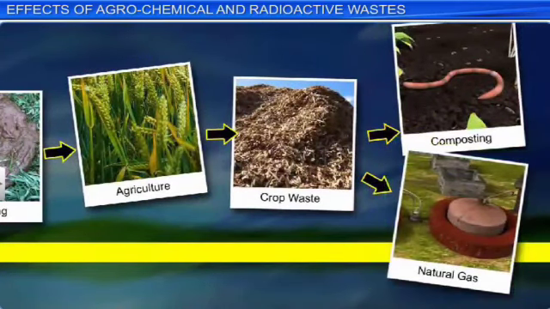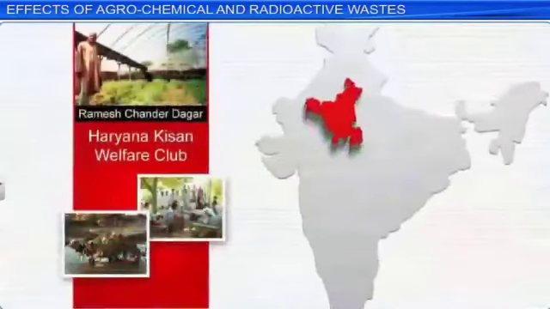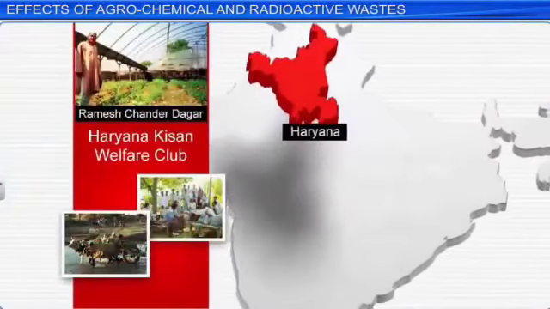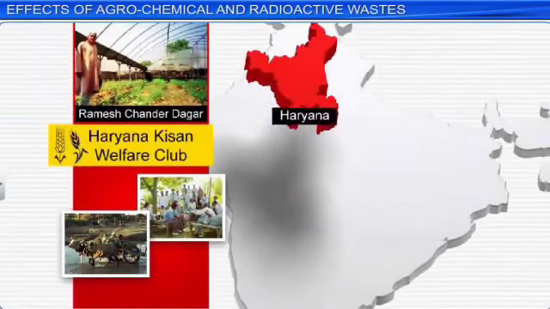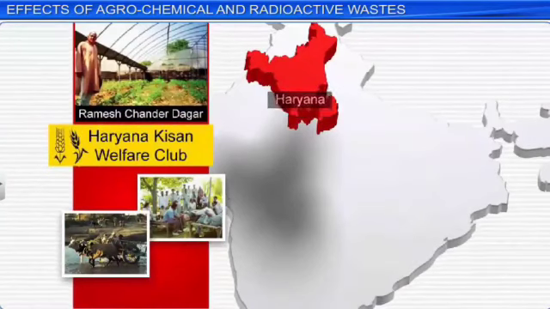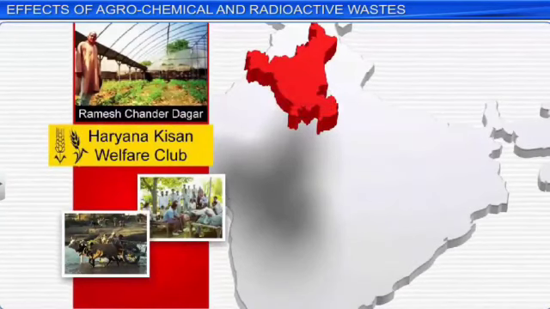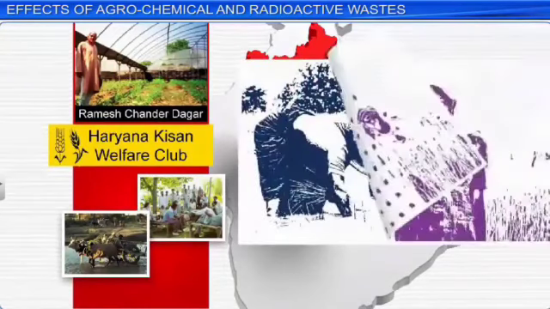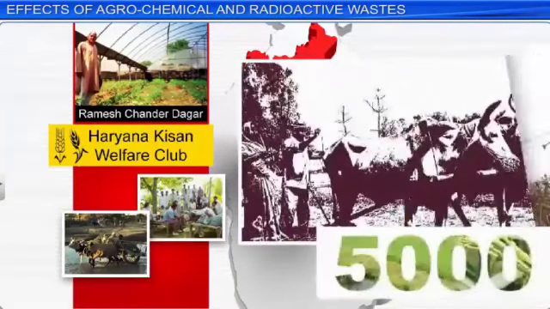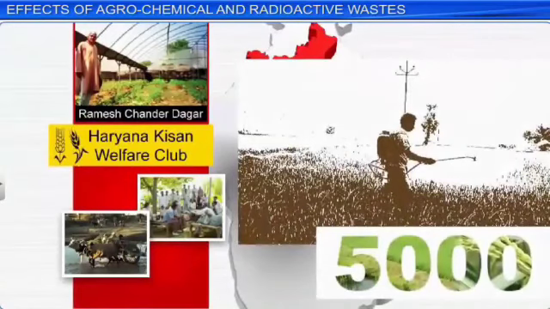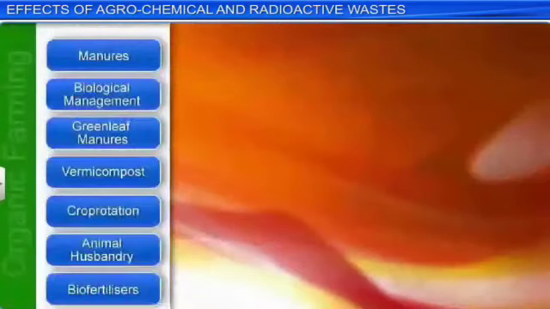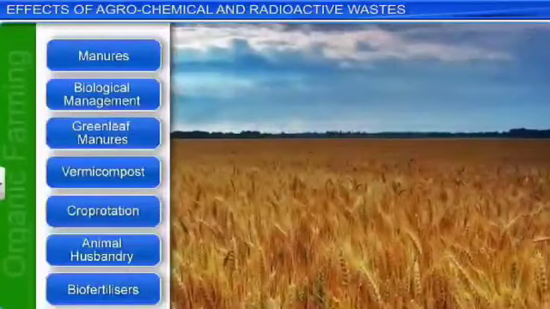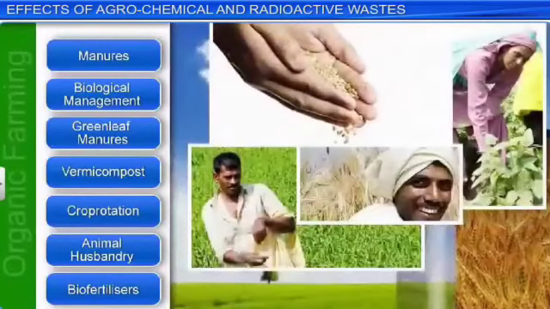Ramesh Chandar Dagar also established an association named the Haryana Kisan Welfare Club to spread awareness about integrated organic farming. This club has a membership of about 5,000 farmers. By integrating organic farming, farmers can revive our environment and help create a better living place for themselves.